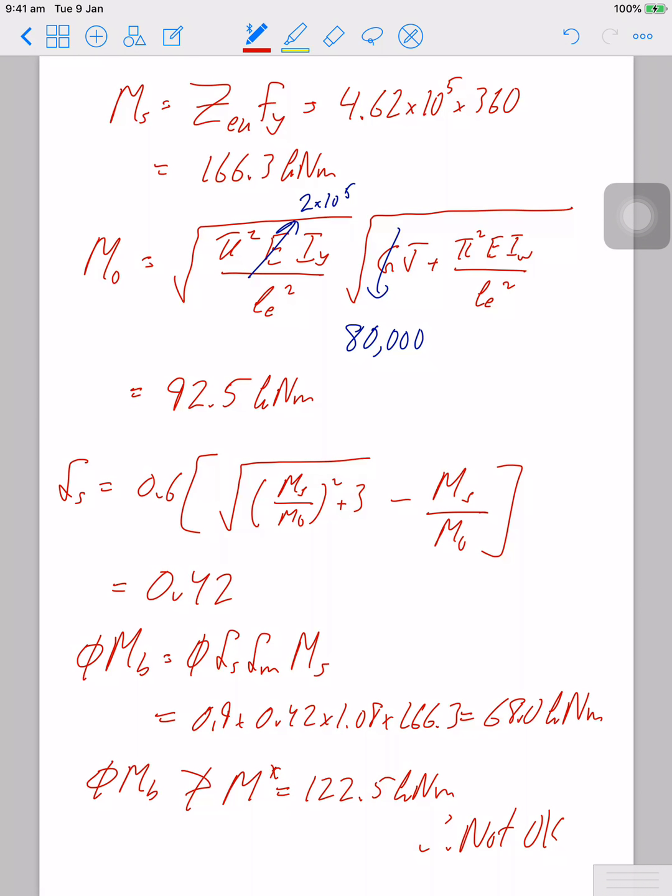So this time we're going to pick 360 UB 44.7. These are the details from the OneSteel catalog.